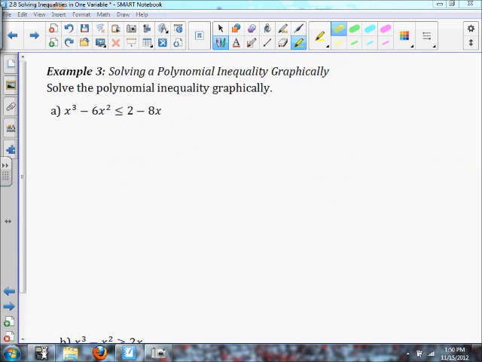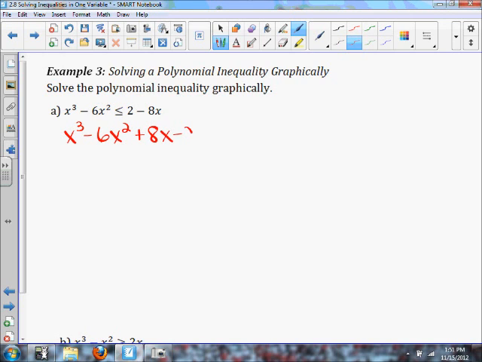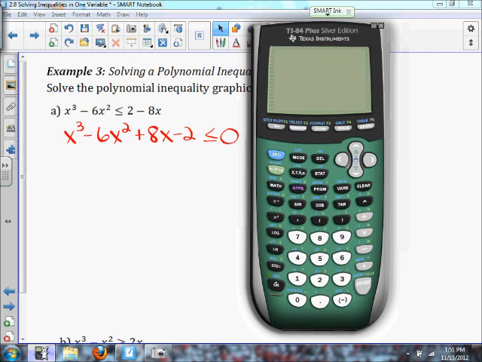Now, moving on to example 3, we're going to solve the polynomial inequality graphically. What I would suggest doing, and what I want you to do, is move everything to one side. Now, in these, we're going to have to, again, solve these graphically. So what I want you doing is graphing the equation, and I want you finding the zeros.